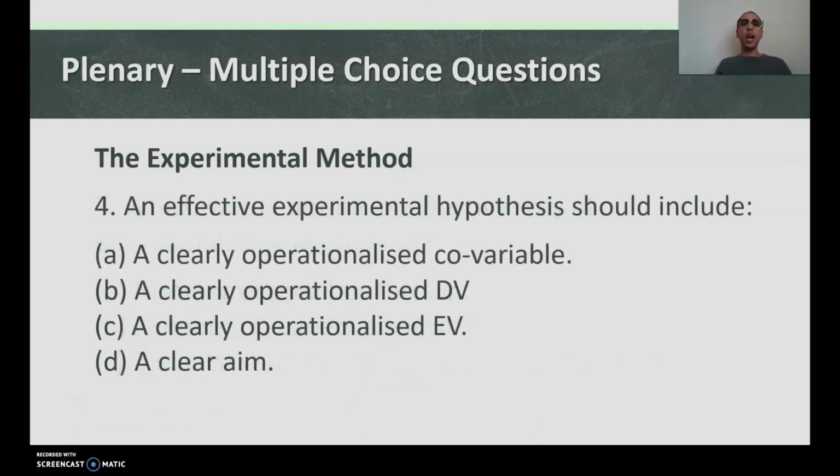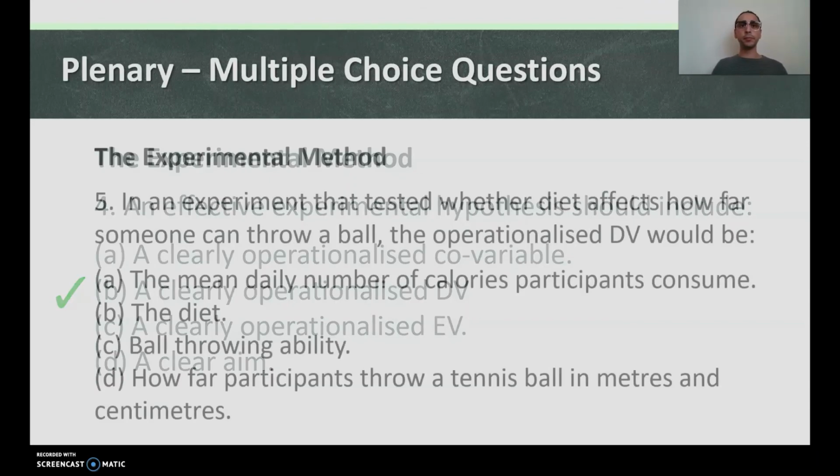Number 4, an effective experimental hypothesis should include A, clearly operationalized covariable. B, a clearly operationalized dependent variable. C, a clearly operationalized IV. Or D, a clear aim. What do you reckon? A, B, C, or D? B, yes, an operationalized DV. An operationalized IV would be great as well.